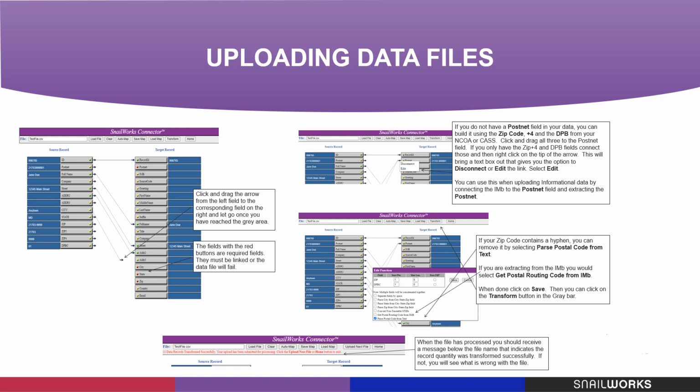If your zip code contains a hyphen, you can remove it by selecting Parse Postal Code from Text. If you are extracting the IMB, you would select Get Postal Routing Code from IMB. When done, click on Save, then you can click on the Transform button in the gray bar. When the file has processed, you should receive a message below the file name that indicates the record quantity was transformed successfully. If not, you will see what is wrong with the file.